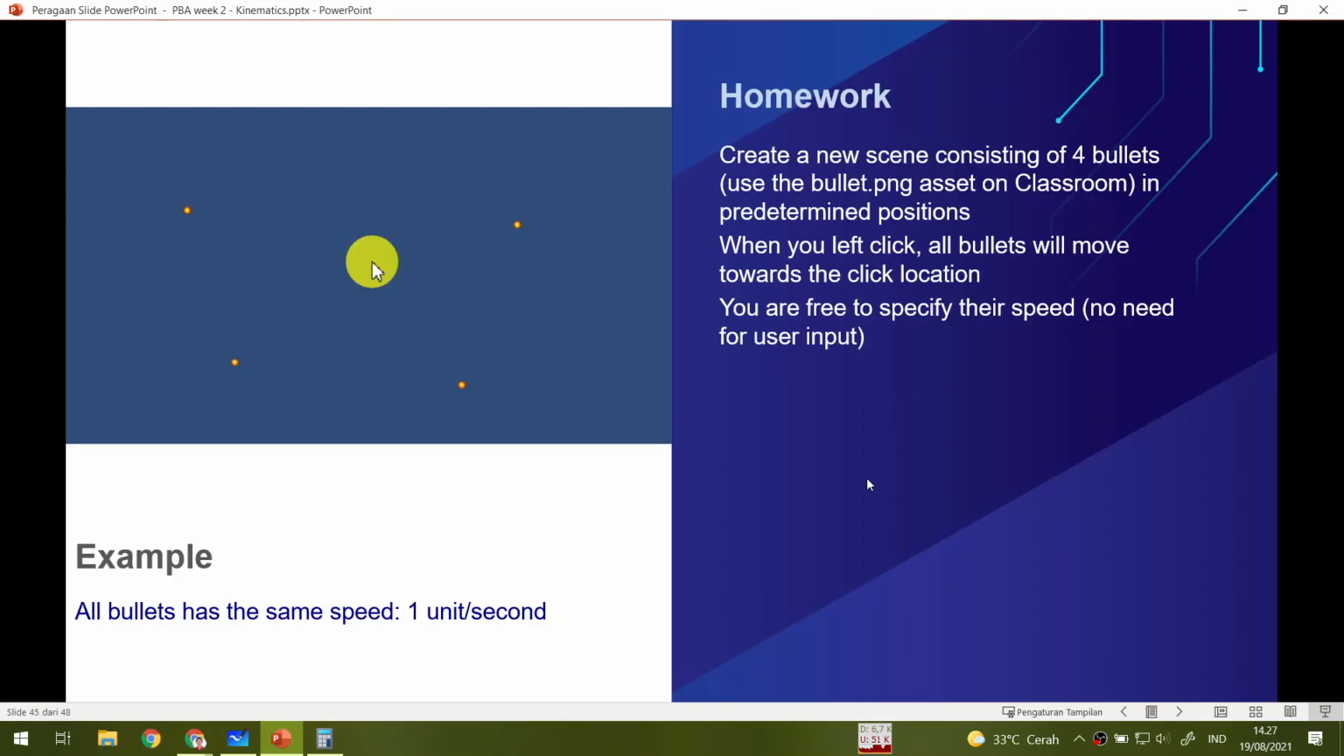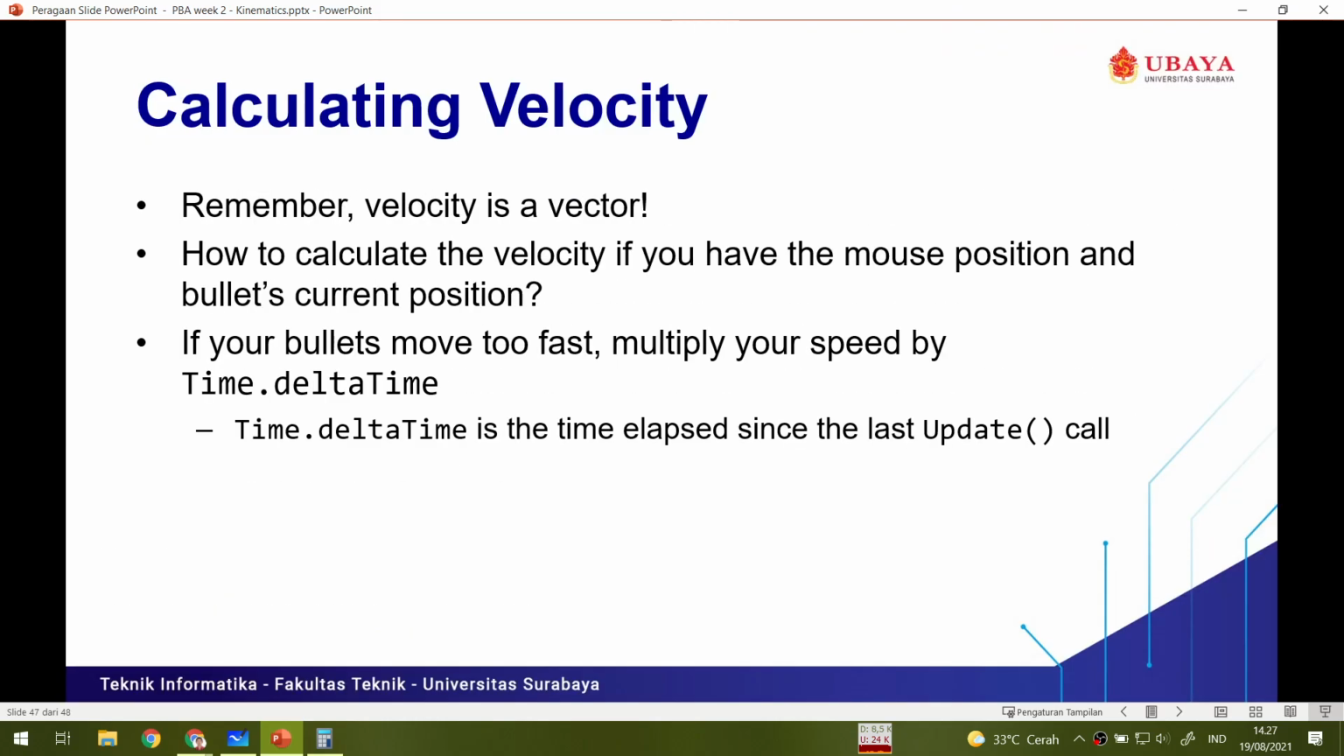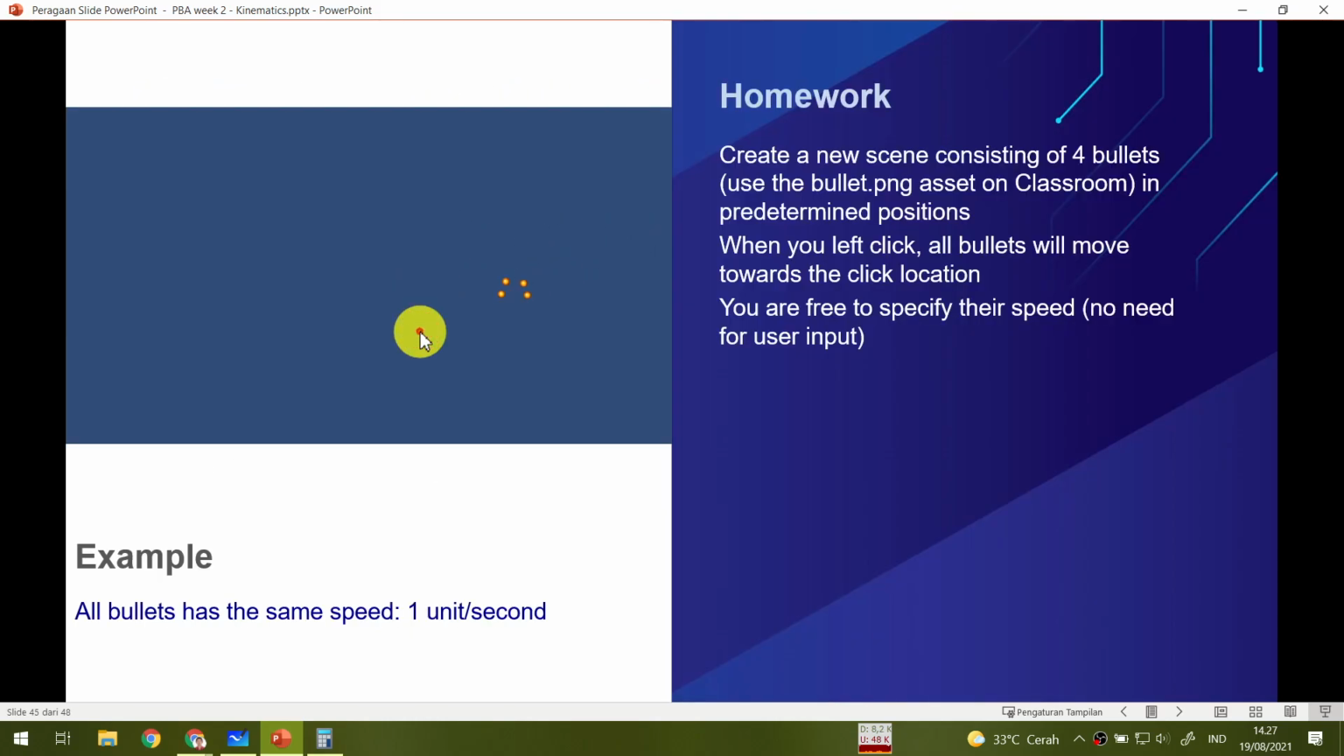Please do this exercise. There is an animation here. You can refer to it for the final result of this homework. And I have provided some hints for you as well. If you still have any questions or difficulties, then just ask me in the Hangouts group chat.